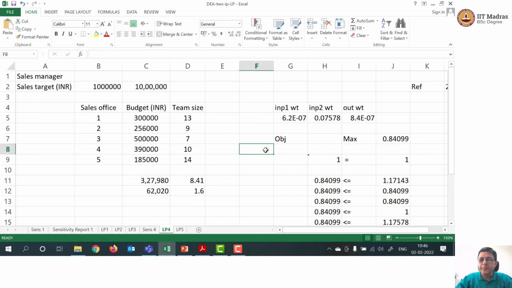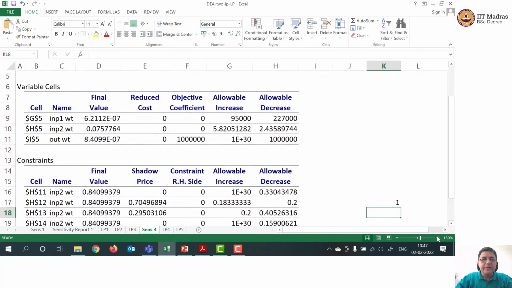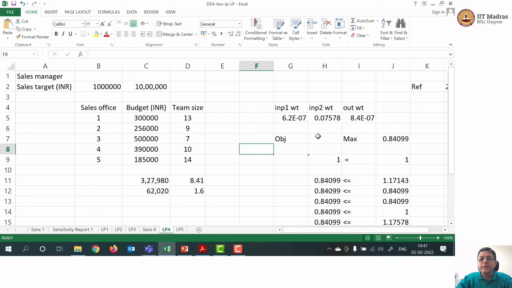Let us get the sensitivity report for DMU4. You have already seen how to get that sensitivity report. I already have that generated for you. I am not going to do that again. So, this is the sensitivity report for DMU4. Make sure that it matches. What is the input weight? 6.21 10 to the power of negative 7.